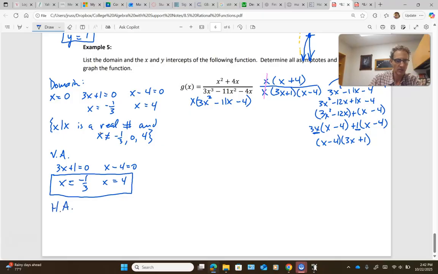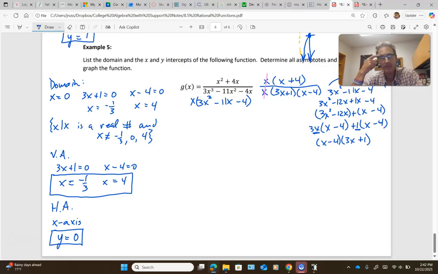Now for my horizontal asymptote, we've got to compare the degrees again. Well, I've got a 2nd degree polynomial on top and a 3rd degree polynomial on bottom. So the degree of my polynomial on top is smaller than the degree of the polynomial in the denominator. And so whenever that's the case, your horizontal asymptote is the x-axis, which is y equals 0.